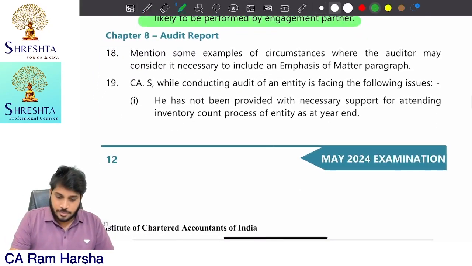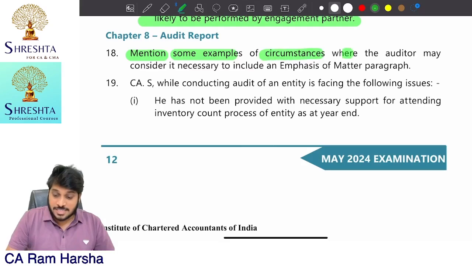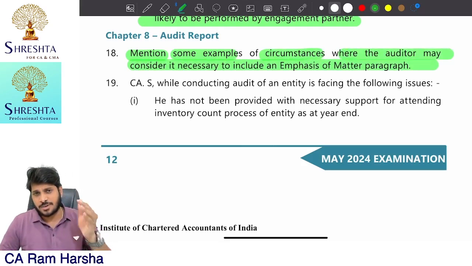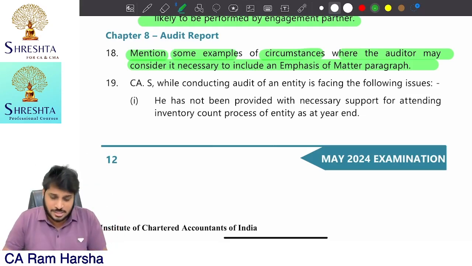Next. Mention some examples of circumstances where the auditor may consider it necessary to include an emphasis of matter paragraph. Write the definition of emphasis of matter paragraph. Give examples. Direct question from essay 7 or 6.